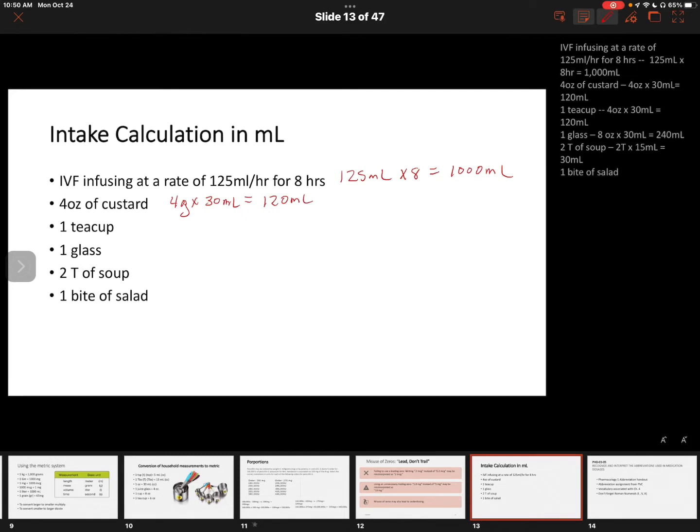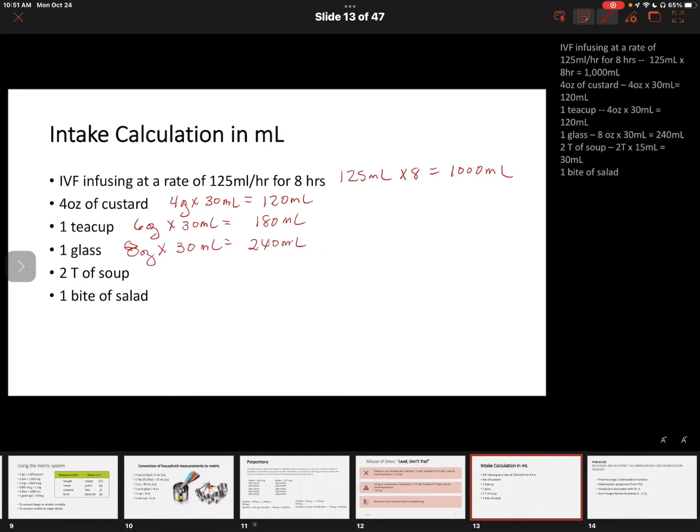I have 1 teacup. 1 teacup is equal to 6 ounces. 6 ounces times 30 milliliters gives me 180 milliliters. Then I have 1 glass, 8 ounces, times 30 milliliters. Gives me 240 milliliters.